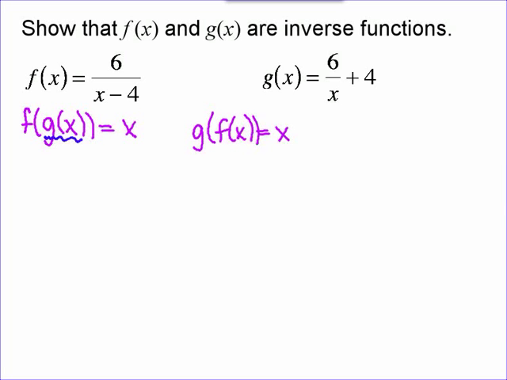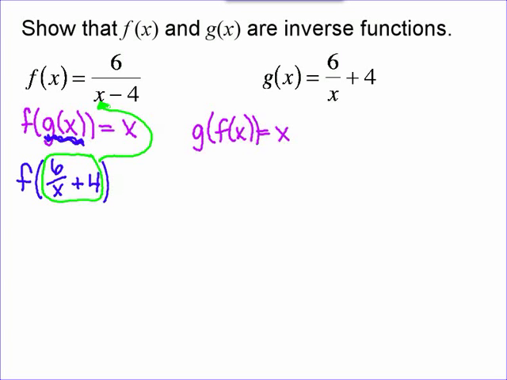Because remember, the first step is to replace this. And what do I replace g of x with? 6 over x plus 4. Okay, so I'm basically taking f of 6 over x plus 4, because you're taking the g right there. So now, where do I put the 6 over x plus 4? I put it right here, in the bottom.